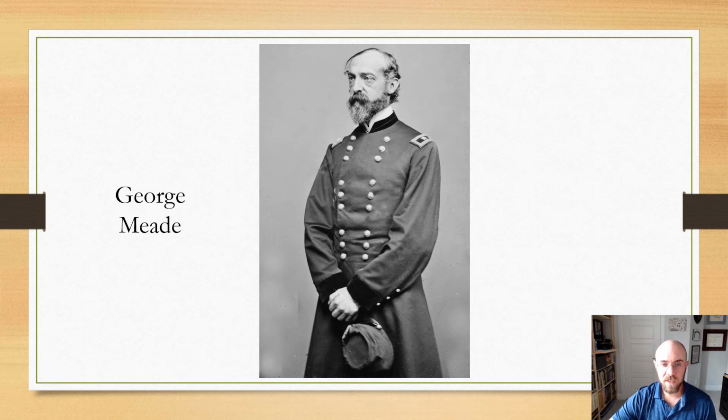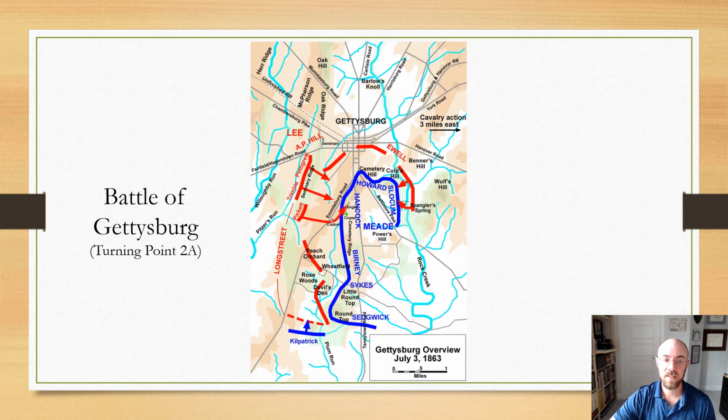So after several attempts at finding a general, eventually Abraham Lincoln will rest on George Meade, leading into the second major turning point of the war. So George Meade is a relatively short, calm, quiet guy, but a very skilled general. Now he is going to be the head general during the next major battle. This is the Battle of Gettysburg. So this is, if Antietam was the bloodiest single day in the war, Gettysburg is the bloodiest battle of the war because it lasts 3 days long.